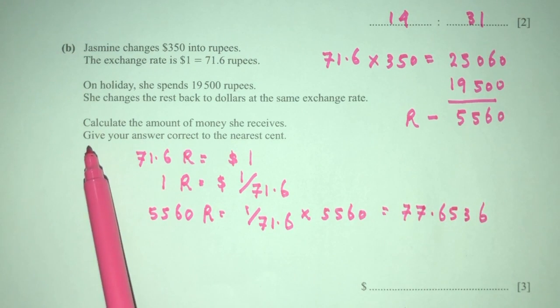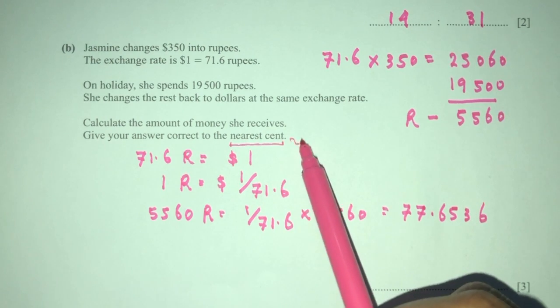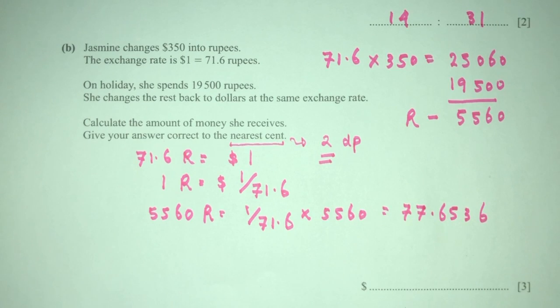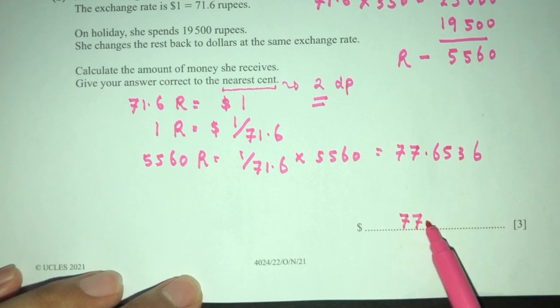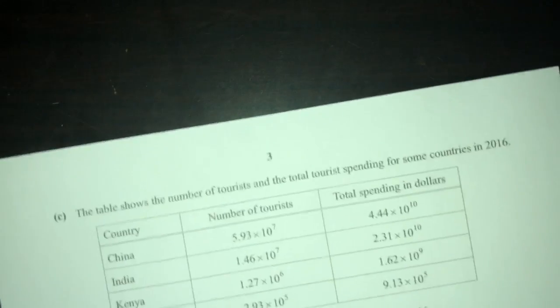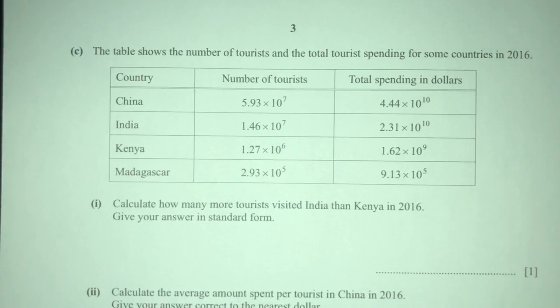Now your answer will have to be what? It says give your answer correct to the nearest cent. Nearest cent is actually correct to 2 decimal places. So again, you can just memorize this if you guys want to. Nearest cent, the meaning behind this is 2 decimal places. That will be 77.65 for your answer for part B, question number 1. Now let's move on to part C of this same question number 1. The table shows the number of tourists and the total tourist spending for some countries in 2016.